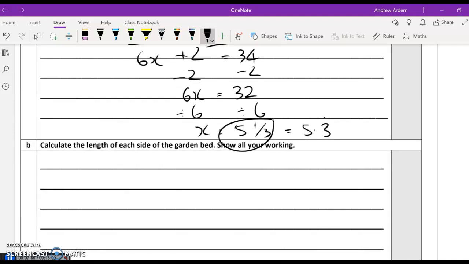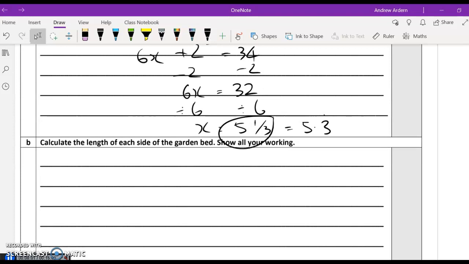Part B, calculate the length of each side of the garden bed. Well, one of them is 5 1/3 because one of them is x. The other side was 2x plus 1, I think. Yeah. So 2 lots of 5 1/3 plus 1 is equal to 11 2/3.